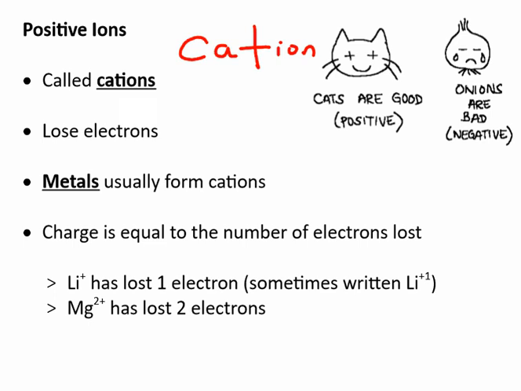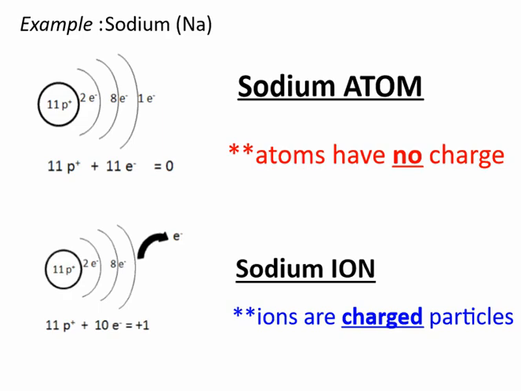Typically, metals lose their electrons and form cations. So, for example, take a look at sodium. As an atom, sodium has 11 protons in its nucleus and 11 electrons in its rings, 2 in the first ring, 8 in the second, and 1 in the third. Because my valence ring, my outermost ring, has only 1 electron, it will lose it. It's the easiest thing to do.